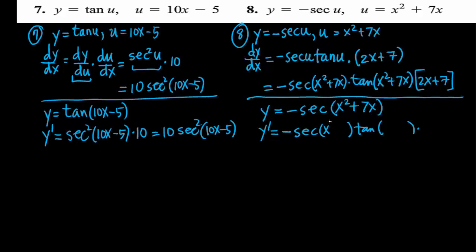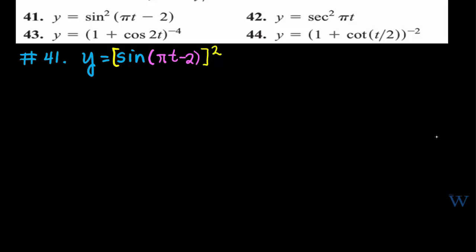So let's write that. So far we took the derivative of the outside, which is secant, multiplied by the derivative of the argument of secant. So that's 2x plus 7. And there you have it. You arrive at the same answer. So keep practicing, and then let's continue with some more exercises.